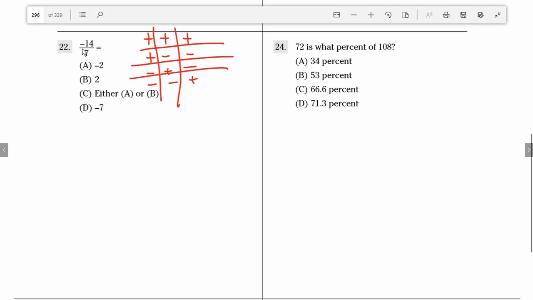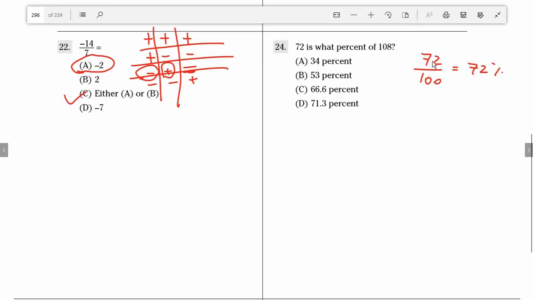We have negative 14, so this is negative, divided by positive 7, so we know our result's going to be negative. 14 divided by 7 is 2, negative 2. 72 is what percent of 108? Okay, let's think about it this way. 72 over 100 would be 72%.